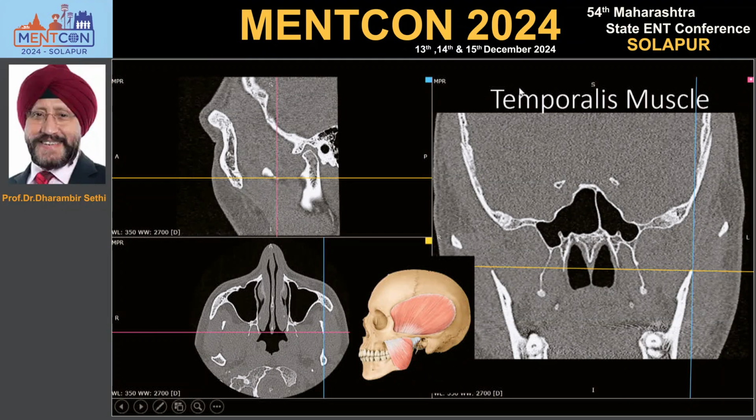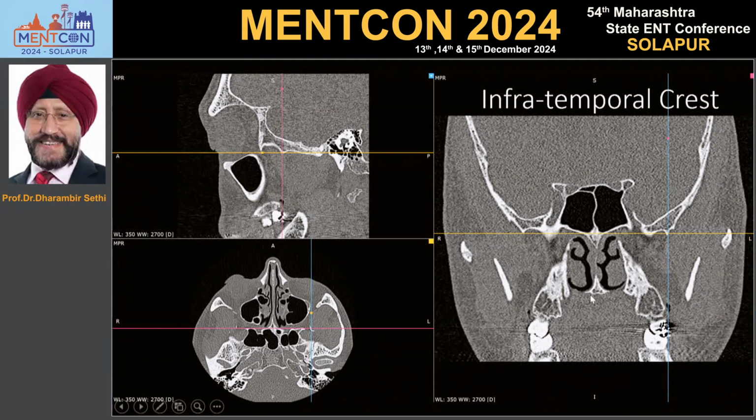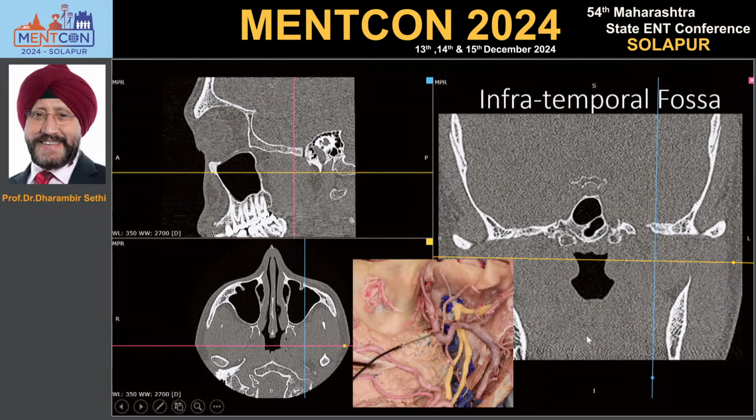The content of the temporal fossa is the temporalis muscle, which arises from the inferior temporal line. The superior temporal line forms the attachment of the temporalis fascia, and the muscle inserts onto the coronoid process, which is right here. Medial to the infratemporal crest is the infratemporal fossa. In the infratemporal fossa, the roof is formed by the greater wing of the sphenoid. We'll talk about that a little later. The medial wall is formed by the pterygoid plate and the pharyngeal wall.